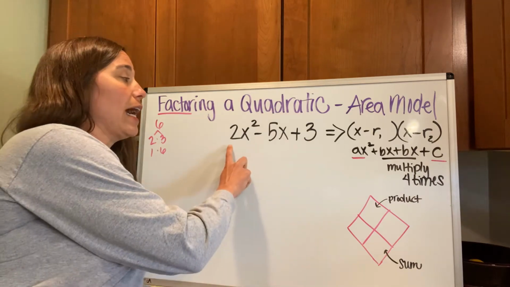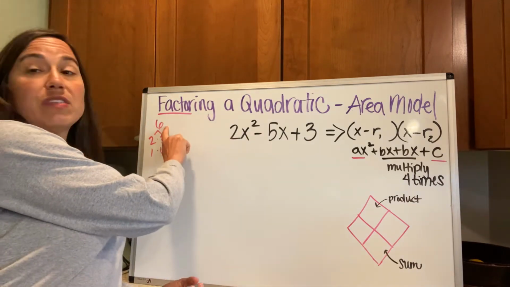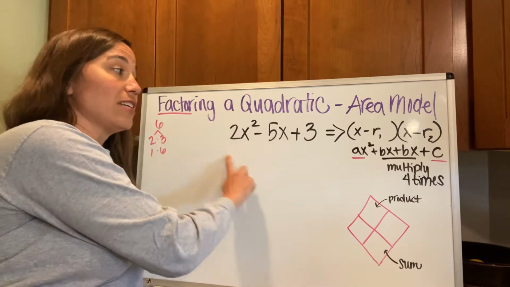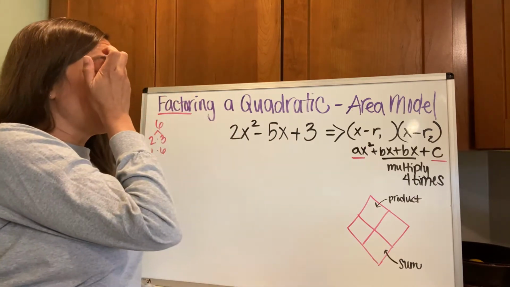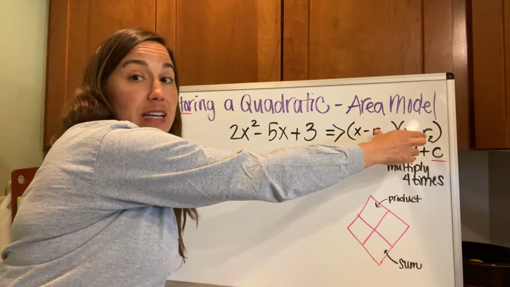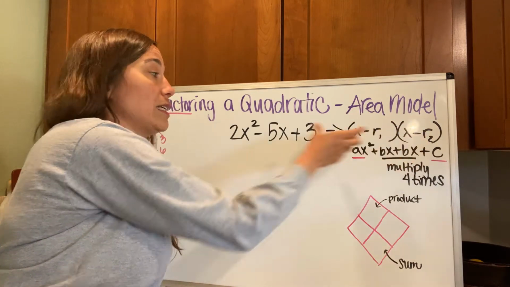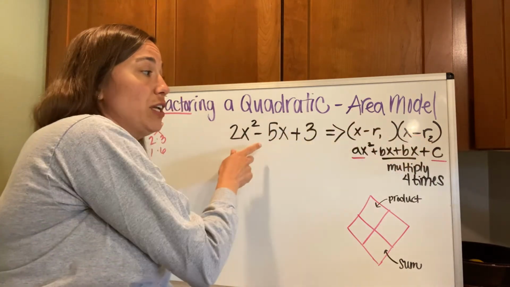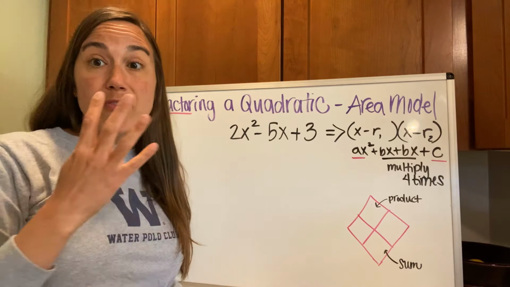Today we're going to look at a different type of product. So instead of a single number like 6, we're going to be looking at a quadratic, which looks like general form, 2x squared minus 5x plus 3. And we're going to turn it into factored form, or a set of two quantities that multiply together to get this.